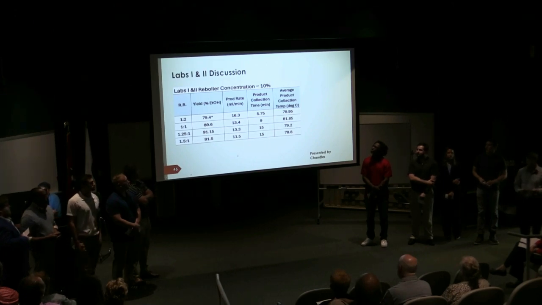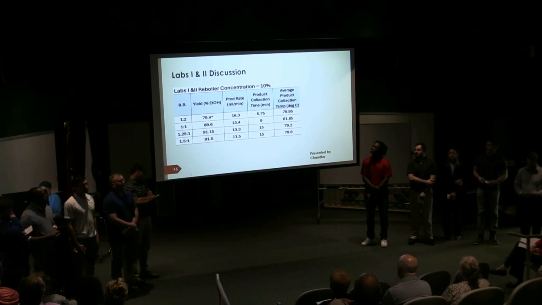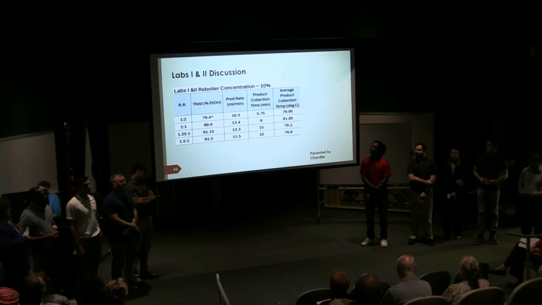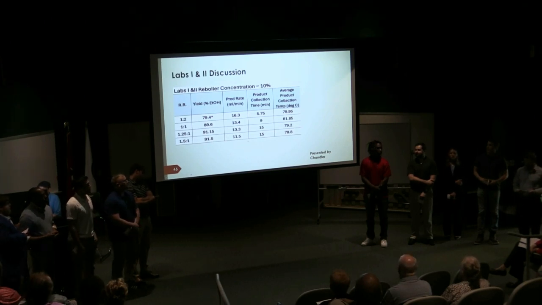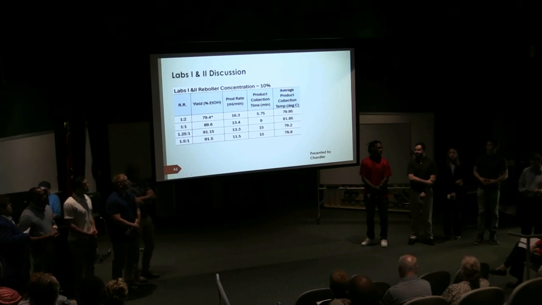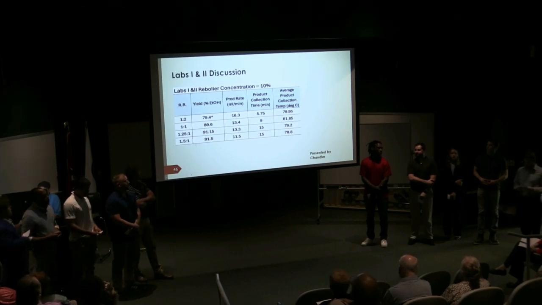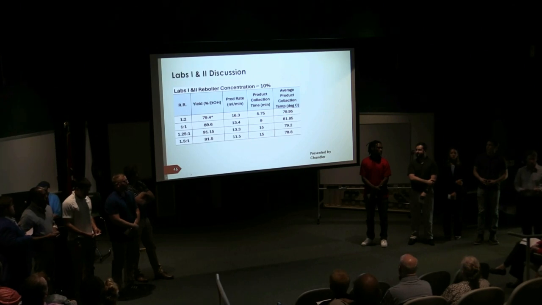As you can see, increasing reflux ratio led to an increase in yield and decreased production rates, and this is to be expected by the theory we learned. We experienced stable experiments at the highest reflux ratio, and this is indicated by acceptable product collection time and product collection closer to the azeotropic temperature.